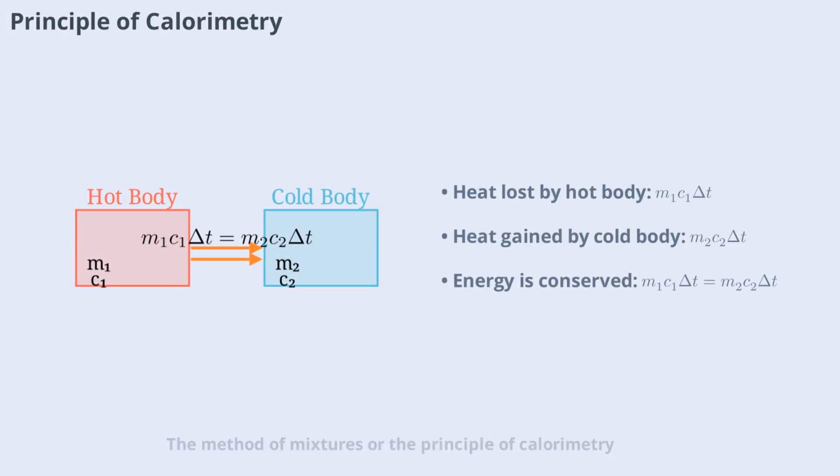The method of mixtures, or the principle of calorimetry, states that the heat energy lost by a hot body is equal to the heat energy gained by a cold body, assuming no heat is lost to the surroundings. Mathematically, this is expressed as M1C1Δθ1 = M2C2Δθ2, where M and C represent the mass and specific heat capacity of the two bodies, and Δθ is the temperature change. This principle is fundamental for accurate heat measurements.